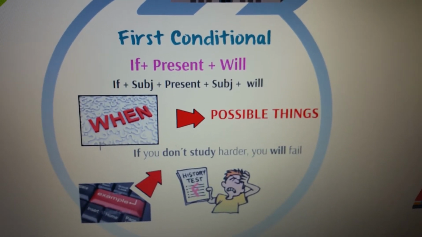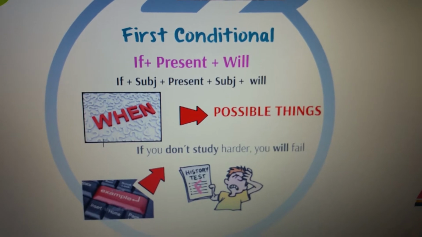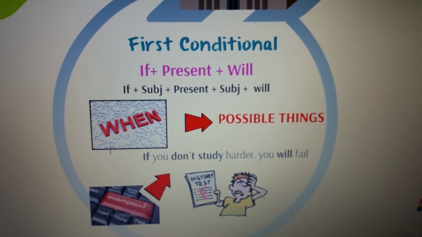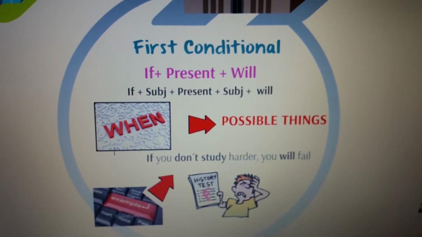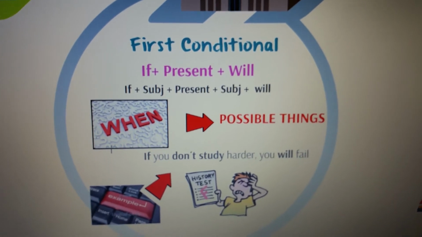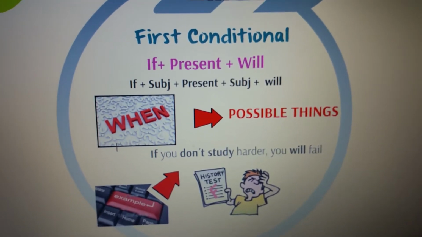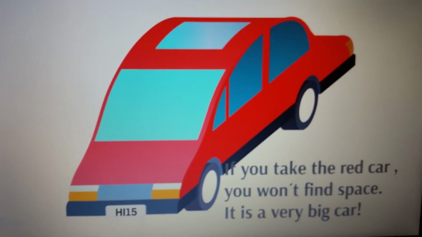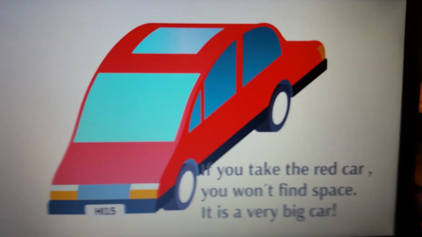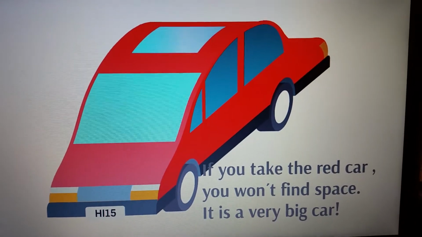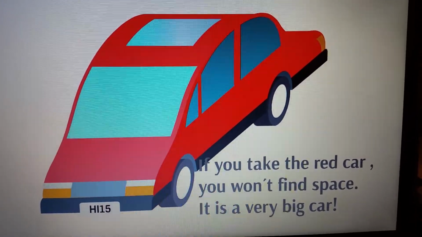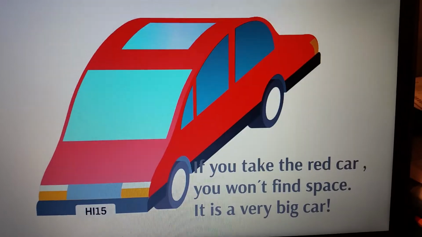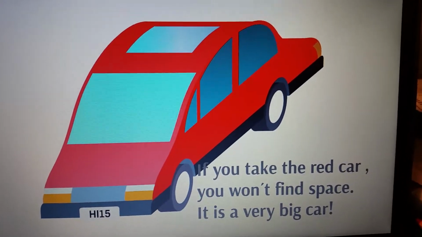An example of this: if you don't study harder, you will fail. So this possible thing can become true. Now, if you take the red car, you won't find space. You won't, but maybe you will, because it's a very big car.